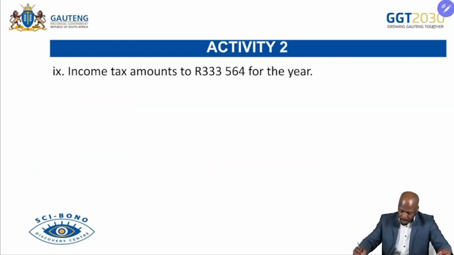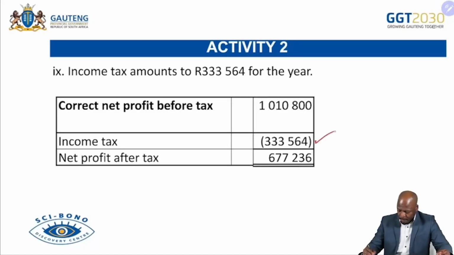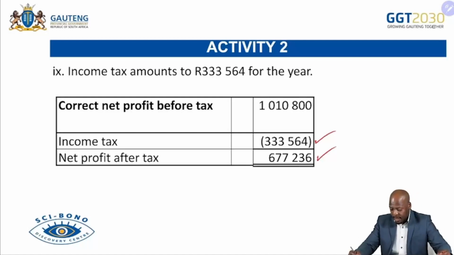All right. And then income tax amounts to 333,564 for the year. Let's see how do we record that. Here is income tax 333,564, and then our net profit after tax becomes 677,236.